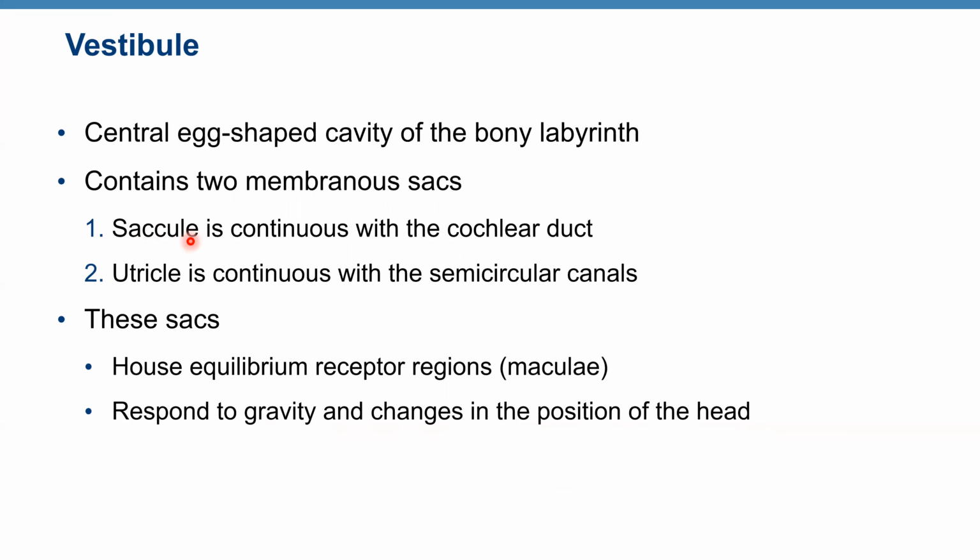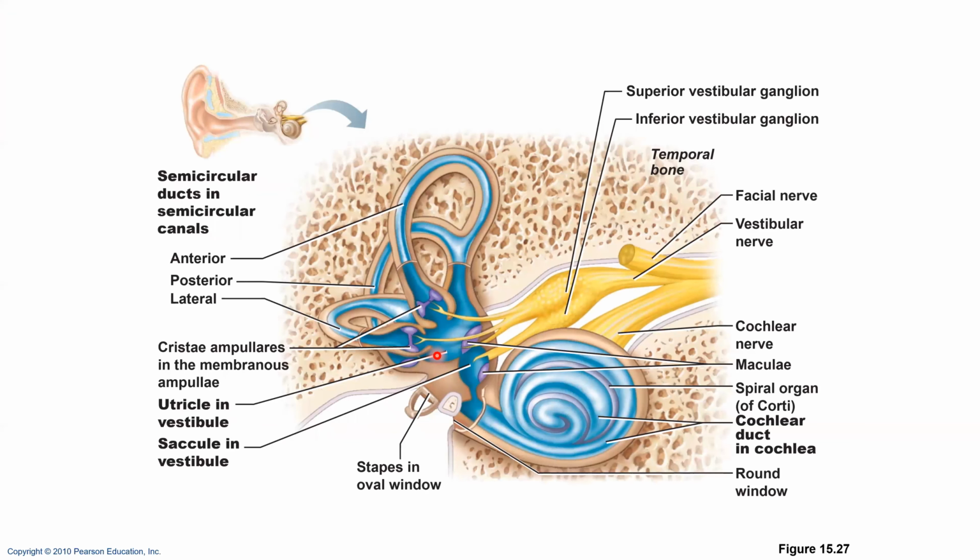Now let's see how saccule continues with cochlea and utricle continues with semicircular canals. So you see this is the utricle, and those are semicircular canals. So utricle continues with semicircular canals, and saccule continues with the cochlear duct, right there.